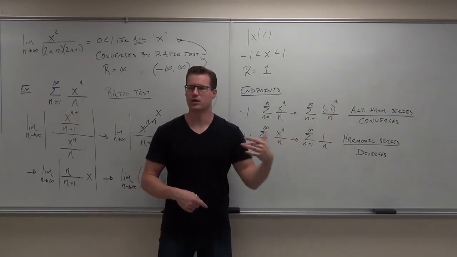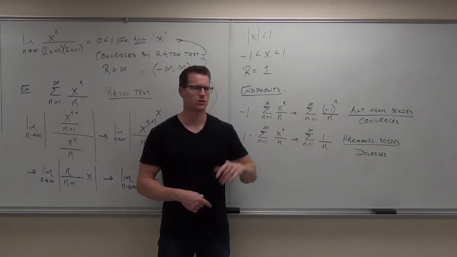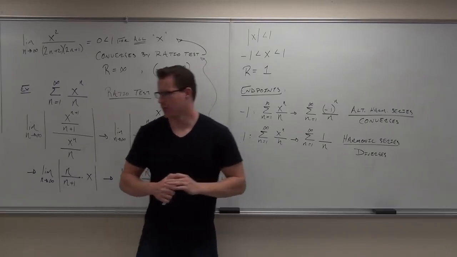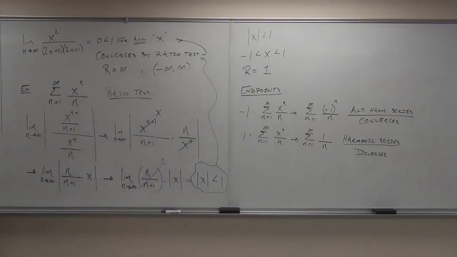Alternating harmonic converges. Harmonic diverges. What endpoint will we include? What endpoint will we not include? Negative 1 we include. Good. And 1? We don't include 1. Okay, so now the last thing we're going to do here.